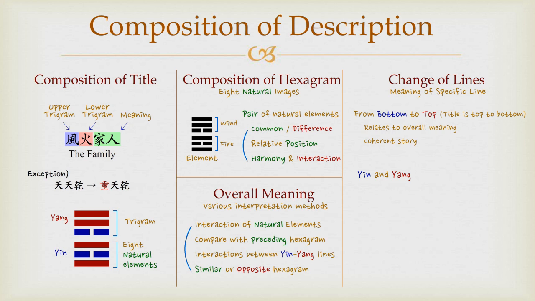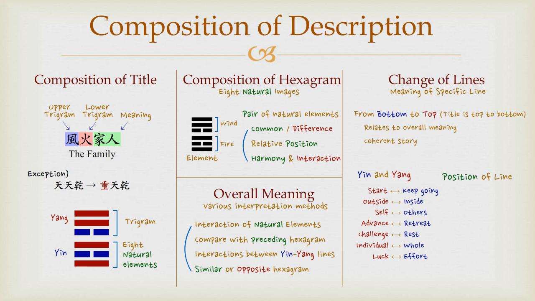It is often said that yang is a power to start a new objective, while yin is the power to keep it going. They can also be considered to be other pairs of concepts: inside and out, self and others, advance and retreat, challenge and rest, individual and whole, effort and luck, and so on. In addition, the position of the line matters. Often, the bottom half of the hexagram stands for the reality, while the upper half stands for the ideal. Sometimes it may be better to interpret them as present and future as well.